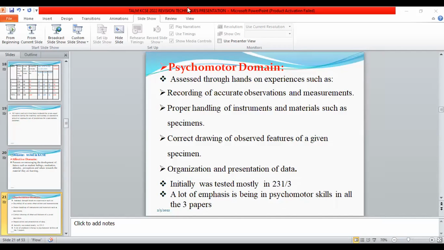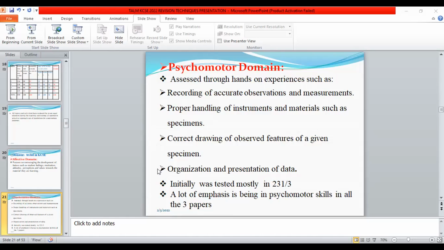We also have proper handling of instruments, materials and specimens. We have correct drawing of observed features of a given specimen, and organization and presentation of data, which is a compulsory question in biology paper 2. And we find that even today, the same is being emphasized even in biology paper 1.